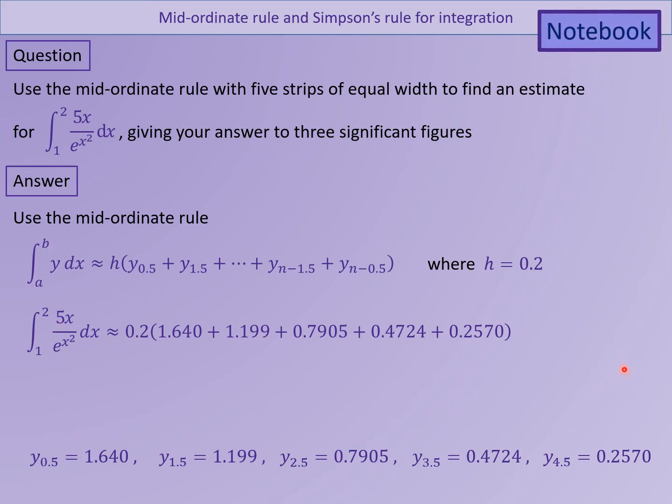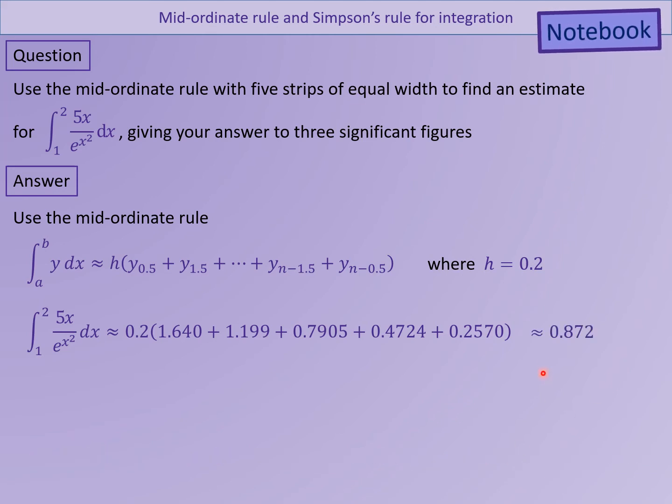I can just grab my calculator, I can type it all in, and out comes 0.872 to 3 significant figures. Okay, so always go to at least 3 significant figures, never less. So 0.872 is your approximation. Again, pause if you need to.